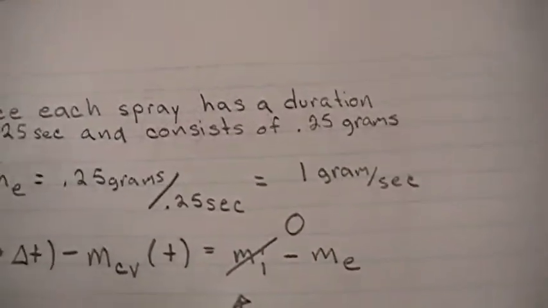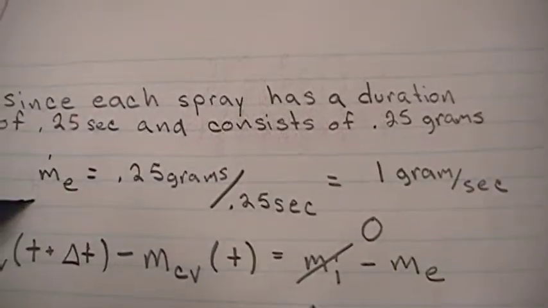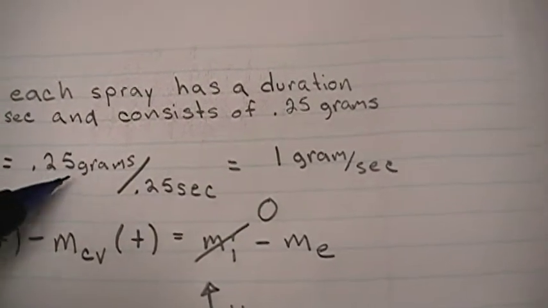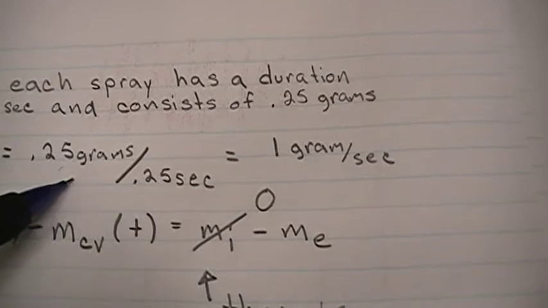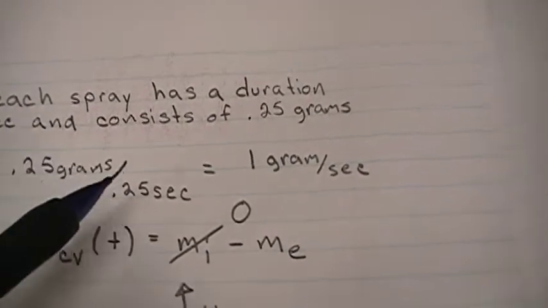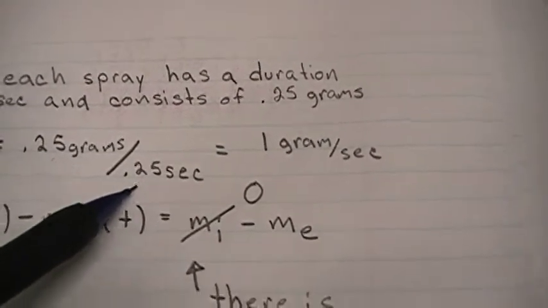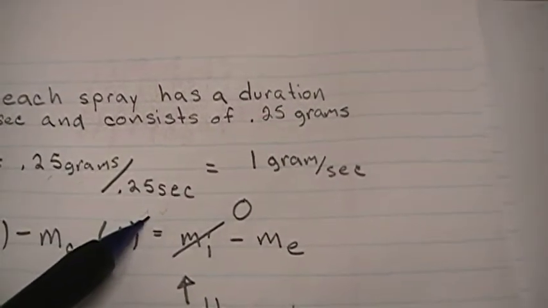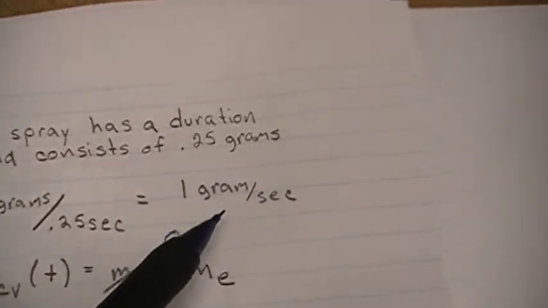Now, the mass flow rate is equal to 0.25 grams, which is the mass of each spray, divided by 0.25 seconds, which is the duration of each spray. And that again gives us our mass flow rate, which is 1 gram per second. This right here is the answer to our first question.